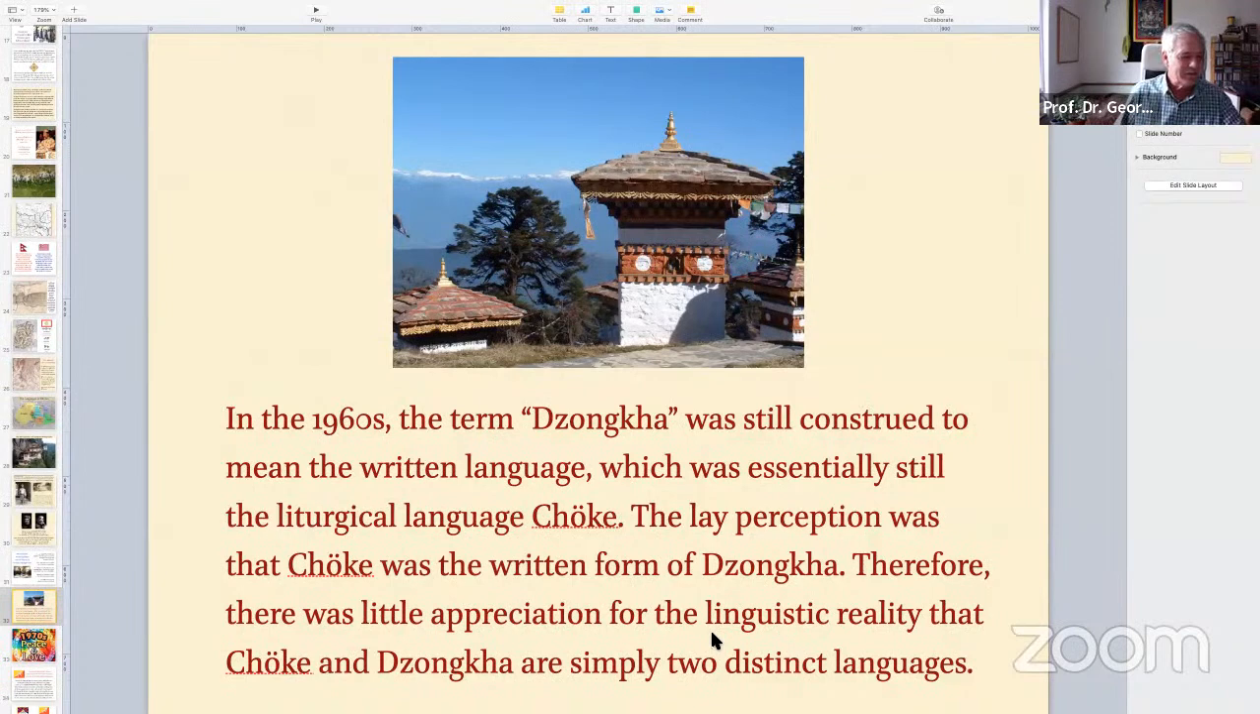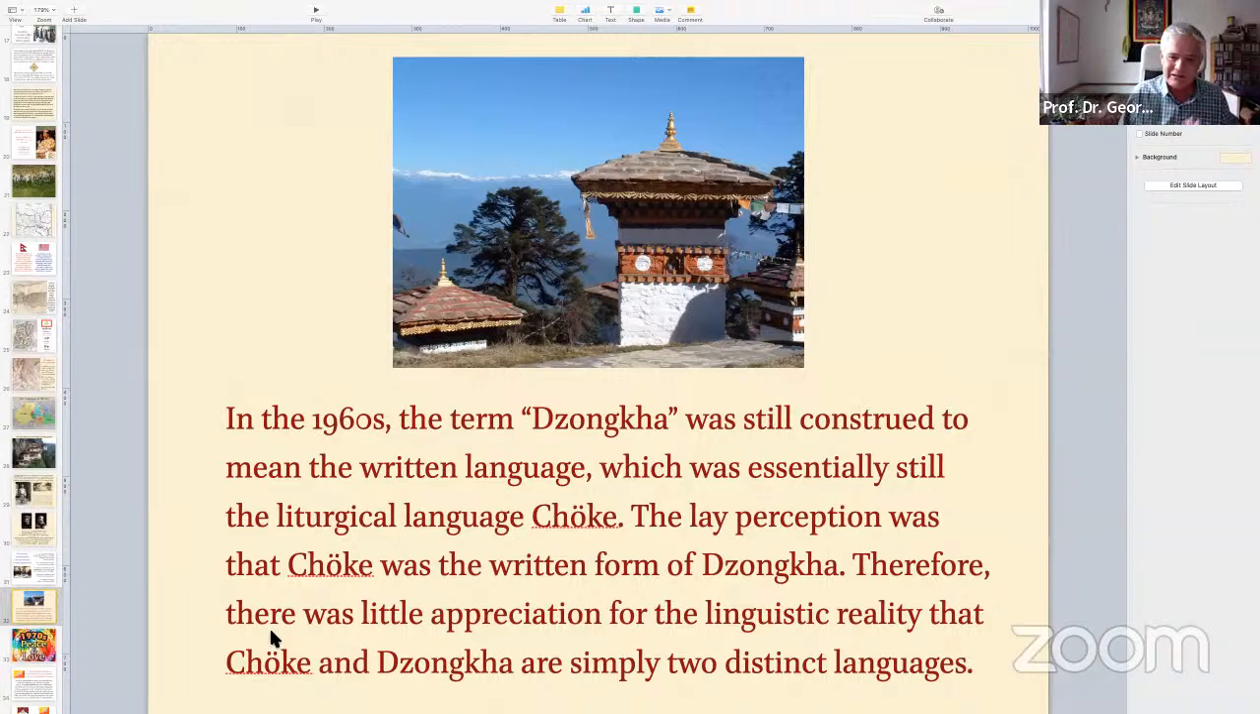So someone from Eastern Bhutan who was very good in classical Tibetan, but did not speak Dzongkha as a native language, people would say he would be very good in Dzongkha because he was very good in spelling, reading and writing classical Tibetan. But then a native speaker of Dzongkha might say, I'm no good in Dzongkha because of his limited command of the liturgical language. So what is now, people of course know very well that Dzongkha is the Western Bhutanese spoken language and that it is distinct from Chöke.